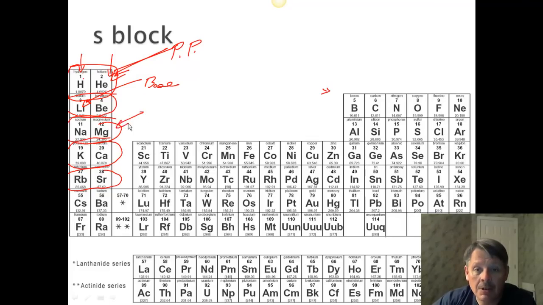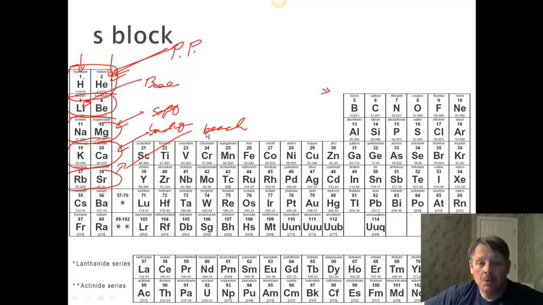And down here, this is the softball. And down here, here's a basketball. And over here, here's a beach ball. Alright, so they just keep getting bigger and bigger and bigger. They're concentric spheres with the smallest one in the middle. It can only hold 2 electrons. So everything here we're looking at in these 2 columns, we're going to call the S block.